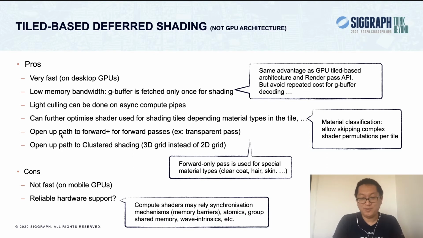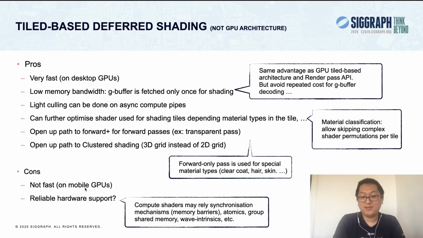Obviously we can further extend that algorithm by implementing forward plus for forward passes. Currently for forward passes, for a given mesh, you can only support up to 8 lights. But if you have forward plus support, then you could just sample the light list and shade all your lights. So you remove the limitation on the number of lights. And then you can also extend it by doing clustered shading, so instead of having a 2D grid, you have a 3D grid.